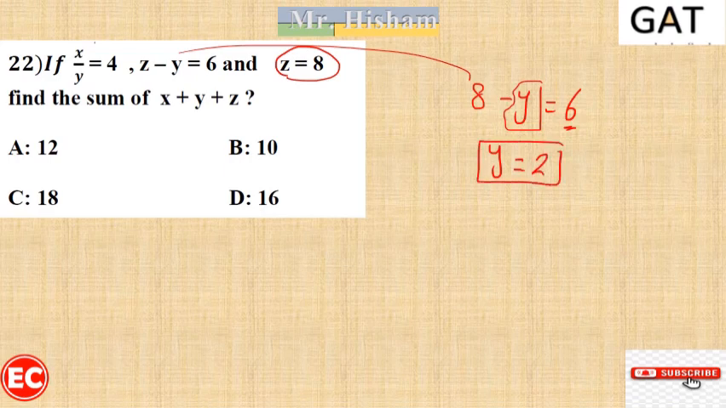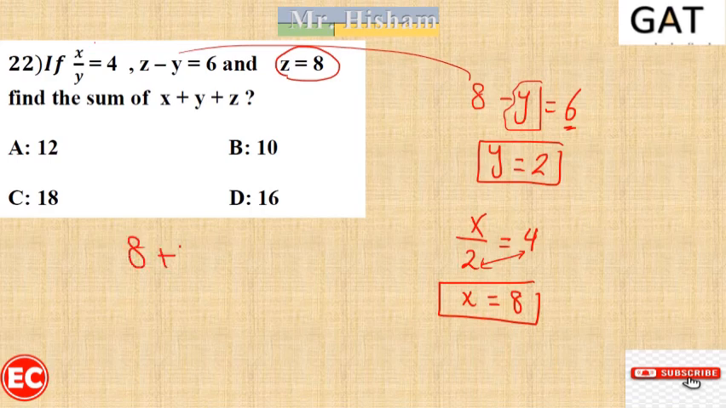Then I go to the first equation. x over 2 is equal to 4. So by using cross multiplication, the value of x is equal to 8. So y is 2, x is 8, and z is equal to 8. So 8 plus 8 plus 2 plus 8, which is equal to 18. So the right answer is C.